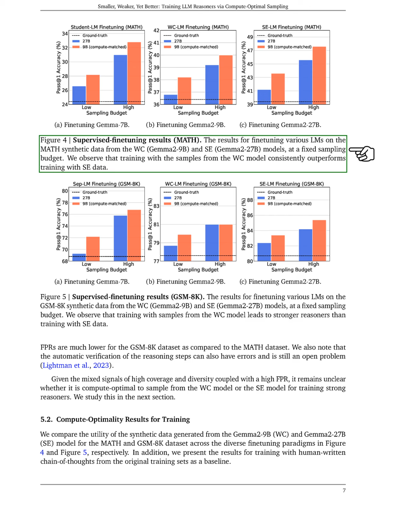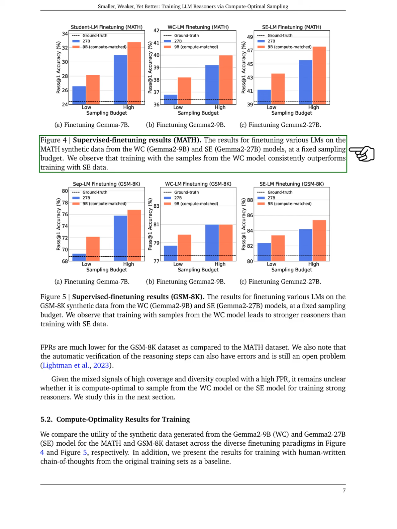Our results show that Gemma 7B fine-tuned with WC data consistently outperforms SE data, with relative gains ranging from 5.8% to 6.5%. Additionally, Gemma 2 9B fine-tuned with self-generated data outperforms knowledge distillation with Gemma 2 27B data, achieving relative gains from 2.5% to 4.5%.